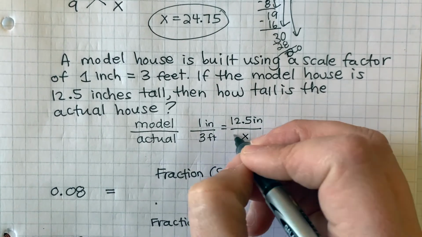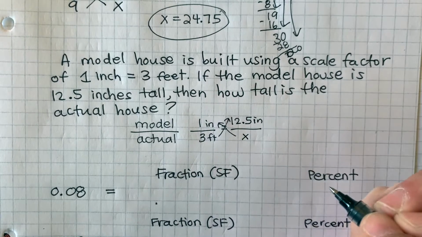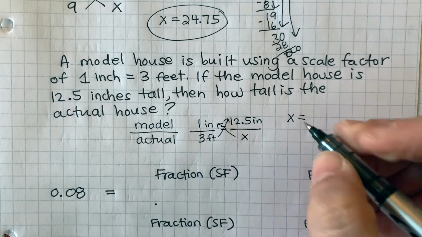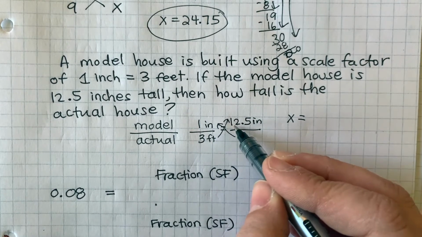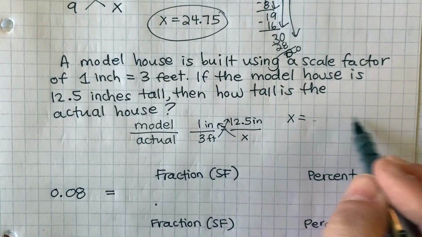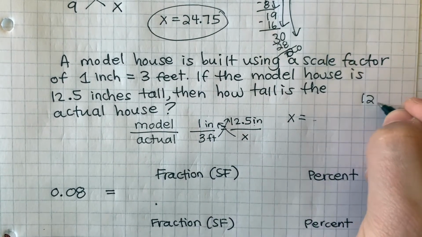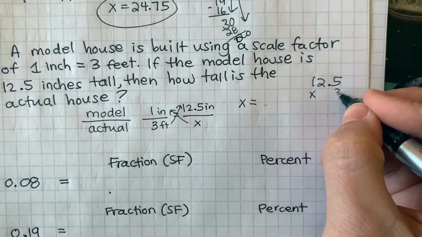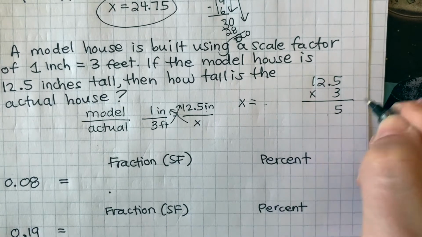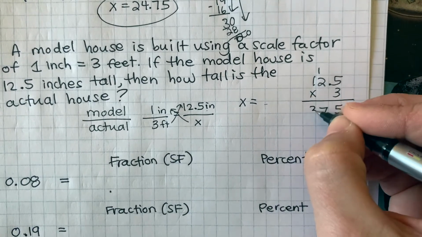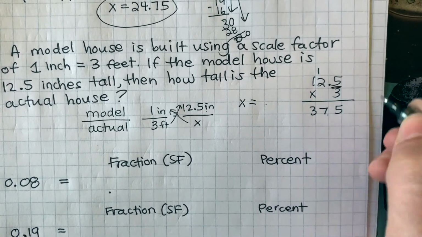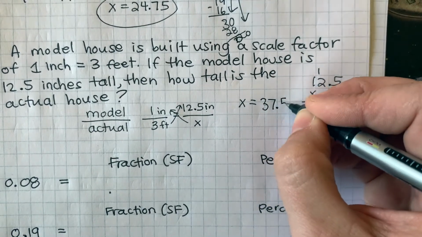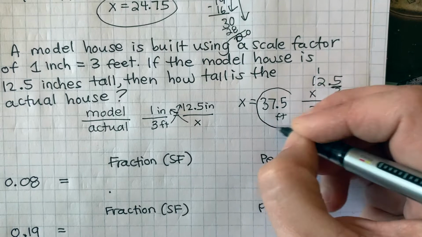Okay, so I suggest using cross multiplying. 1 times x is just x. Oh my gosh, that's so lovely because now you just need to multiply 12.5 times 3 and that's going to give you your answer. Let's come over here. Multiply times 3. We're solving, lovely. And I have a decimal, so boom, boom. All right, so the actual house is 37.5 feet.